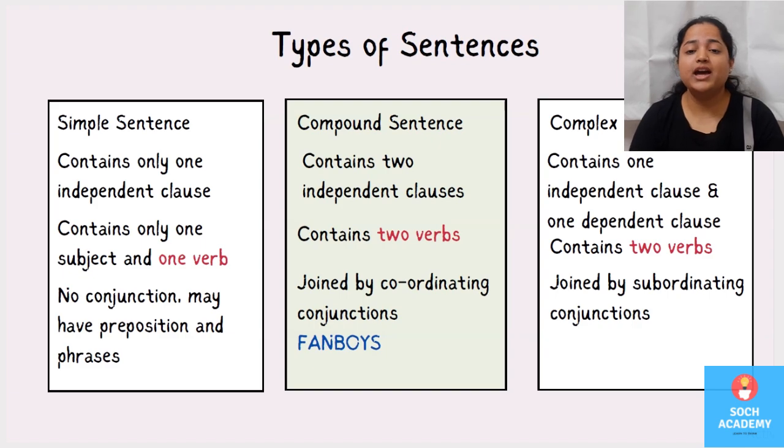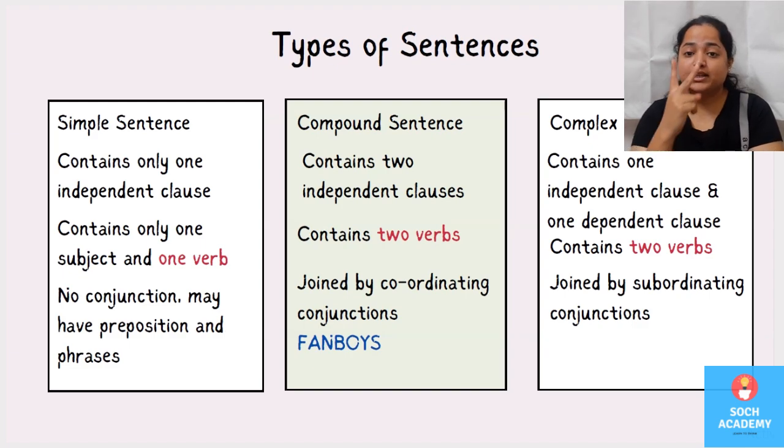So you only have to look at the verb. If the sentence contains only one subject and one verb, it means that it has only one clause. Now you have to see whether that clause is an independent or dependent clause. If it doesn't have any conjunction and it conveys a meaningful thought, then it is an independent clause, which also forms a simple sentence.